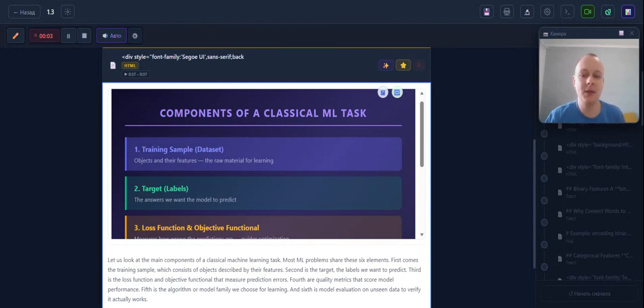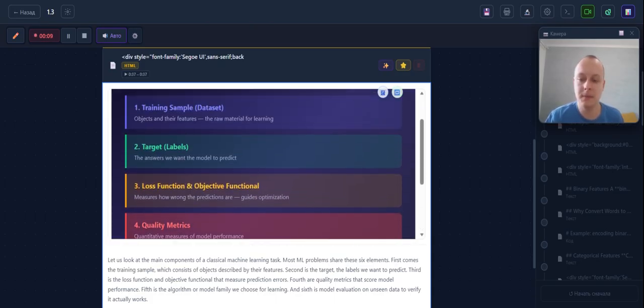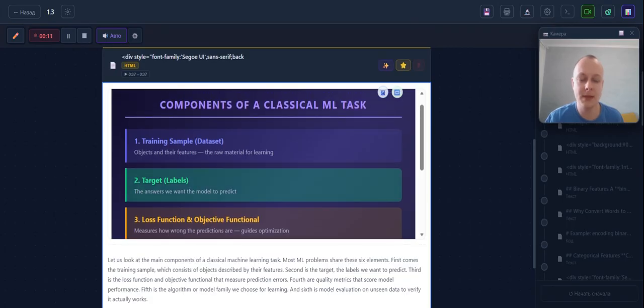Hello, let's talk about components of a classical ML task. Basically, there are these six components of a classical task. First of all, is training sample dataset. It's our objects and their features, our raw material for learning.